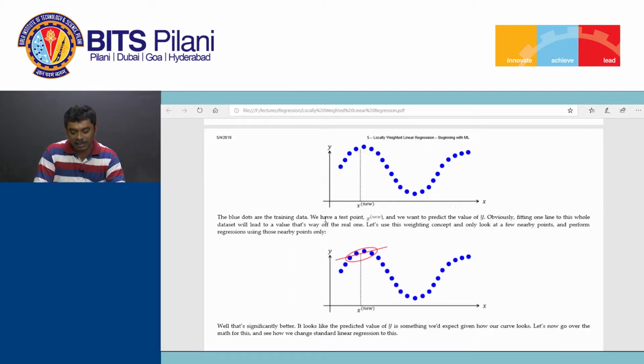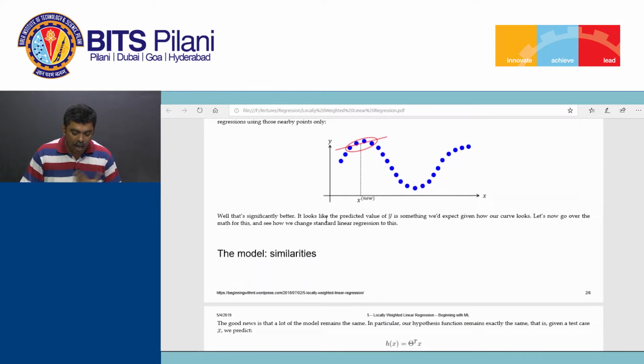I'm still probably able to fit a line, and then draw a local neighborhood, and from the center or the focus, which is my test data point, I'm still not too far away.